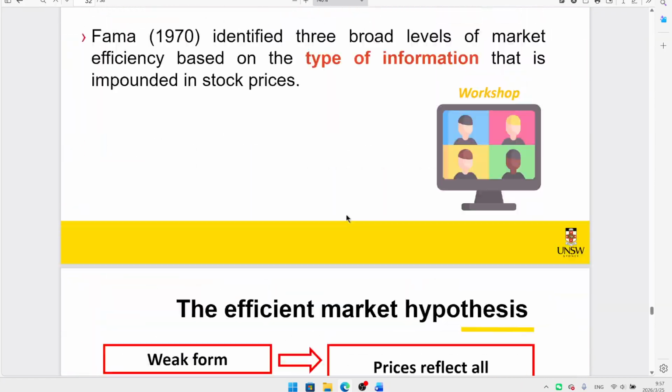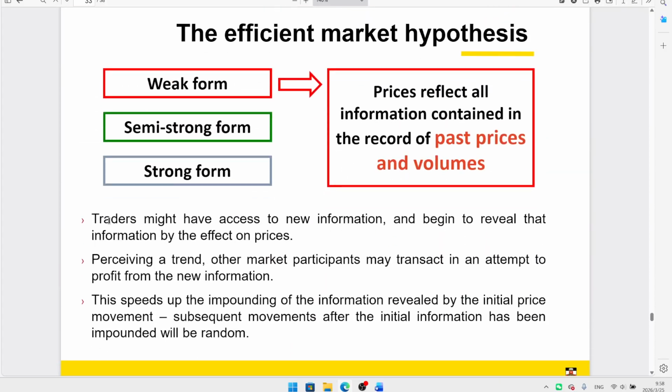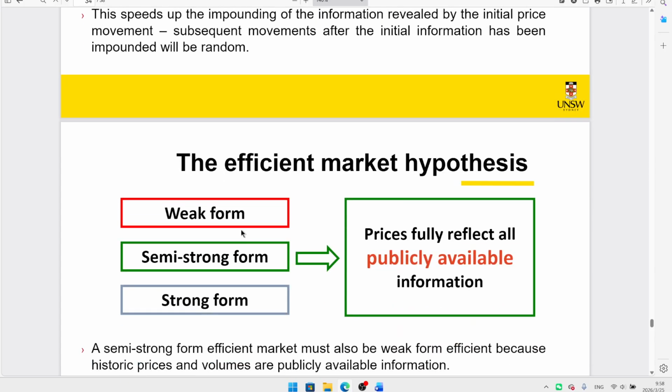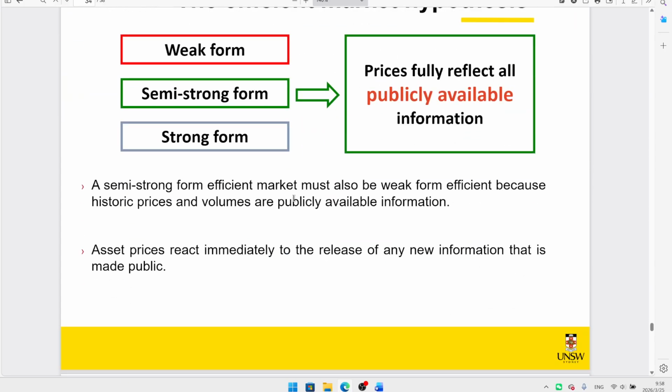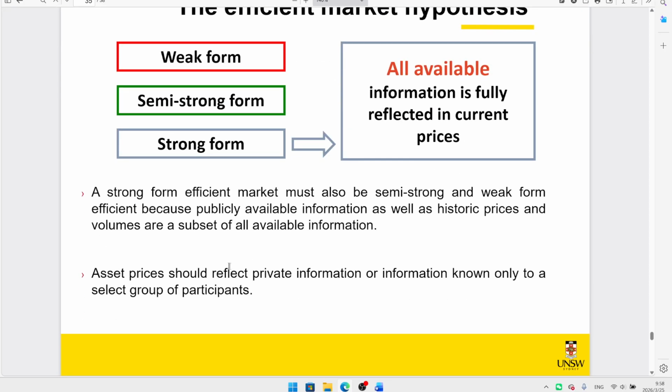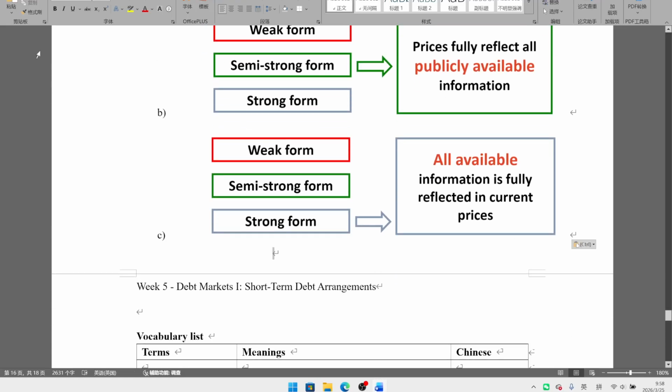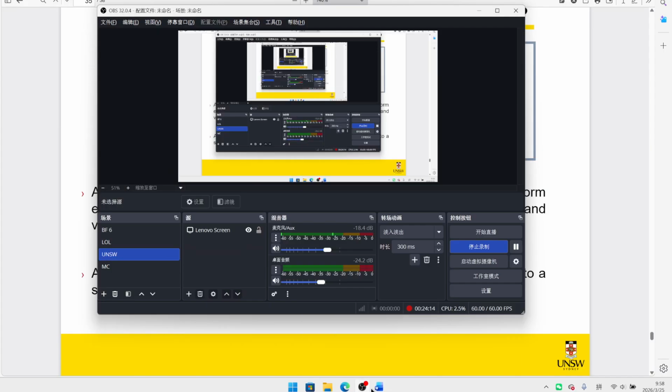So let's make a further explanation. Traders may have access to new information and begin to review that information by its effect on price. Perceiving a trend, other market participants may transact in an attempt to profit from the new information. Asset prices must also react immediately to the release of new information. It should reflect private information, or information known only to a select group of participants. Yes, that's all about week 4. Goodbye.